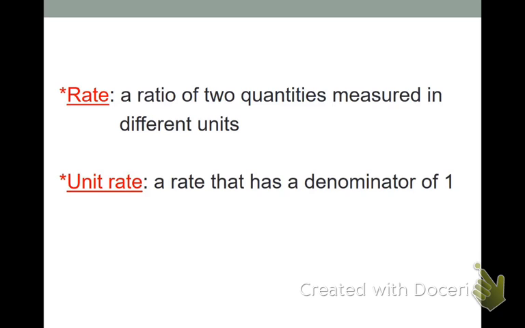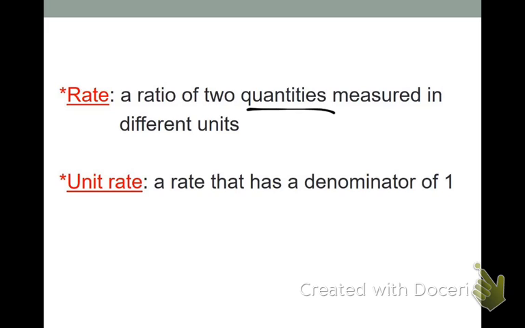The ratio of two quantities measured in different units. Okay, so we've got two quantities there. Remember, it's two things, like 1 minute and 30 seconds. That's two separate things, okay? Or it's something like a minute over maybe a distance or something like that.